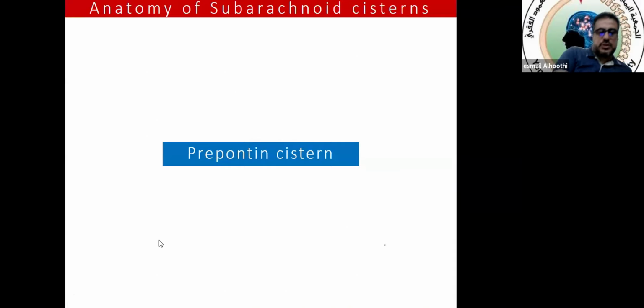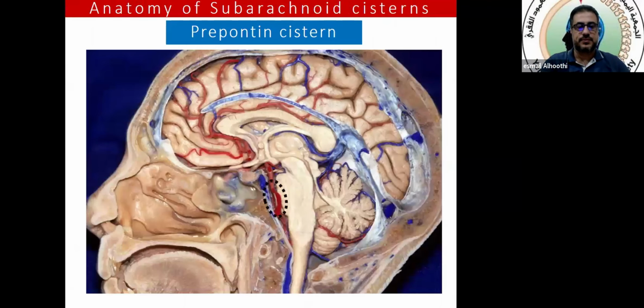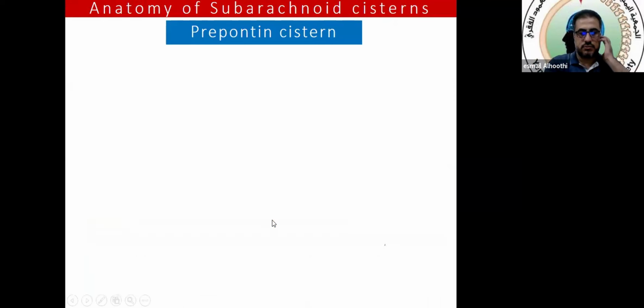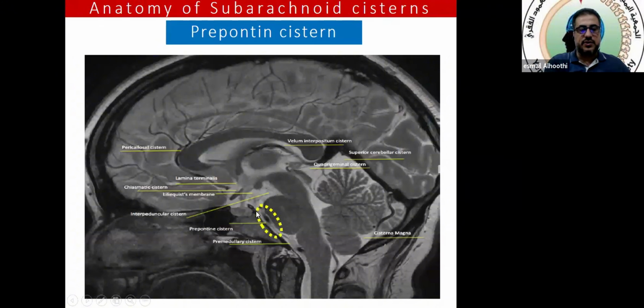The next cistern is the prepontine cistern. The prepontine cistern is located anterior to the anterior surface of the pons. As we see in this MRI sagittal view, this is the anterior surface of the pons. Just anterior to it is a space filled with CSF that contains the basilar artery. This is the prepontine cistern.